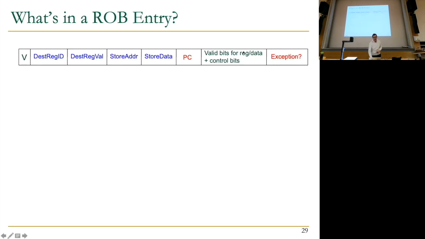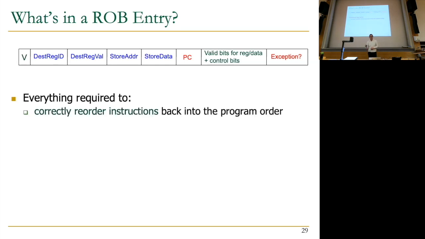And there are valid bits for the register and data values. For example, is the destination register value written, meaning has the instruction finished execution? And has the store address or store data been generated? Again, I'm not going to talk about stores and loads in this particular case, but they complicate the reorder buffer. So basically, just to summarize, you need everything that's required to correctly reorder instructions back into the program order.